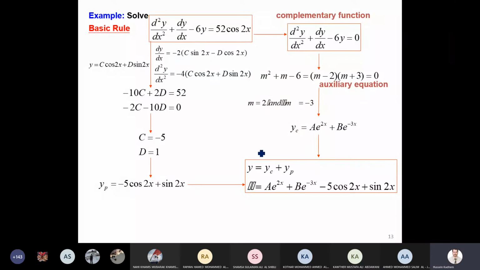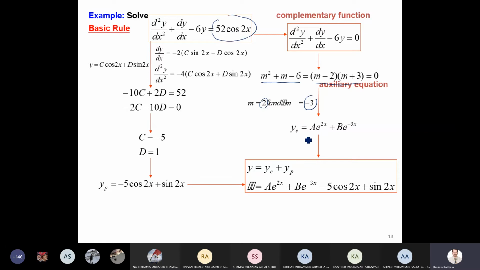Another example on the basic rule. Here you are given a second order differential equation, but see the function on the right hand side. It is cosine. Oh, I know from the table, if it is cosine, it will be a constant sine plus a constant cosine. But let me first start with the complementary function or homogeneous. I wrote here the characteristic equation. I solve it. I got m, which is 2 and minus 3.